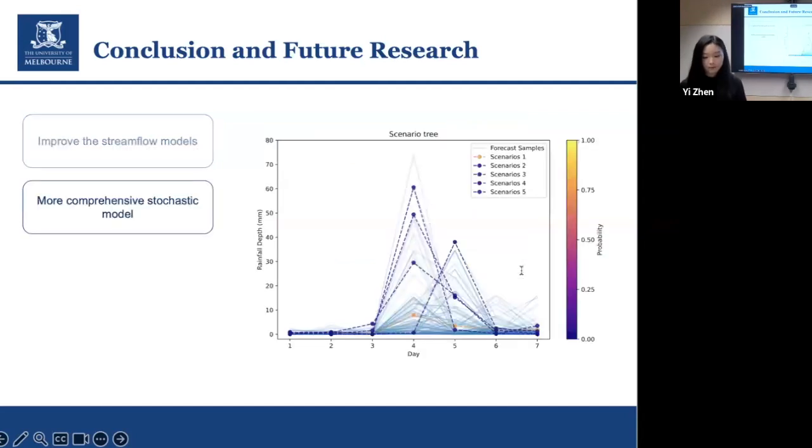And we could also build a more comprehensive stochastic model that accounts for the uncertainties in rainfall, streamflow, and household demand. So as we mentioned before, we didn't consider the temporal correlation in the rainfall when we constructed our current stochastic model. And we could improve that by building our own calibration models for the ensemble forecast. And also we didn't consider the uncertainties in the streamflow forecast model and the household demand. And we may take those into account in the future.